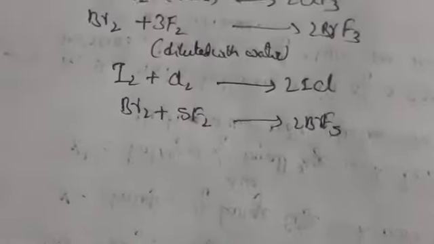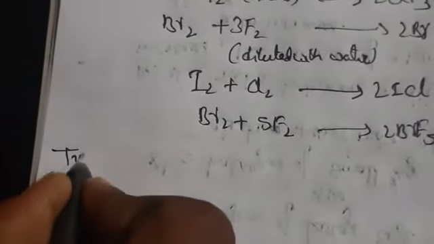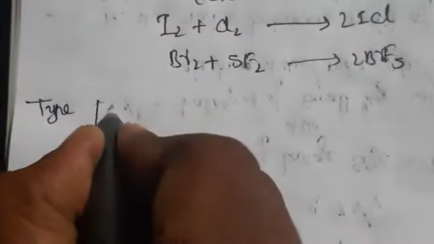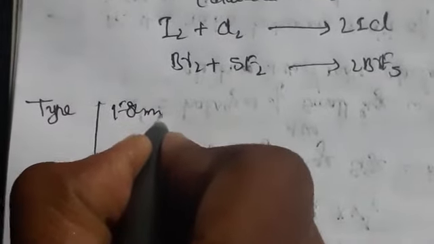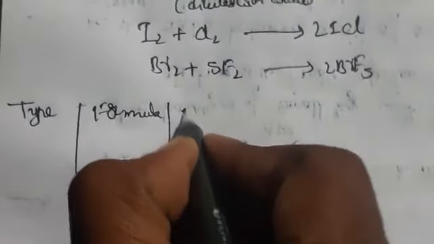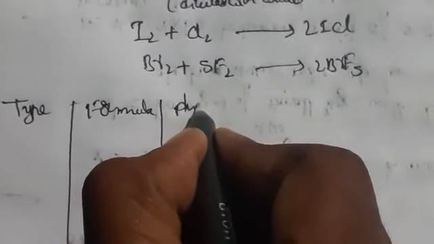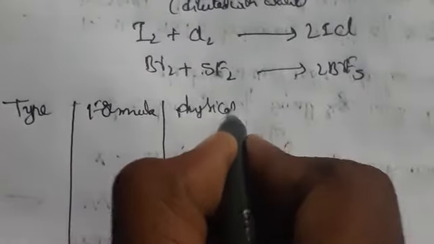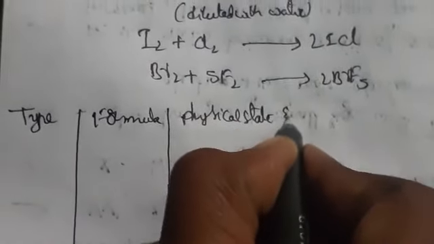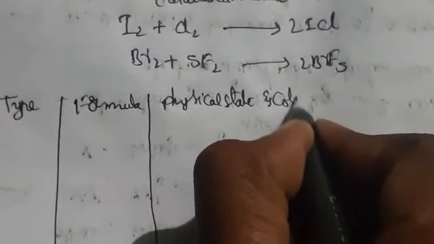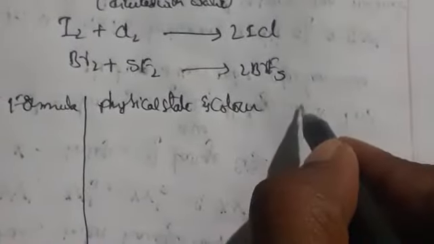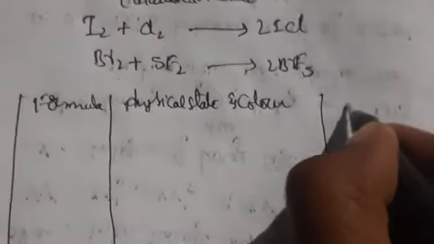Okay, so we are having some of the properties in a diagrammatic manner. Here let us take the type, here the formula, here the physical state and color, and here the structure.